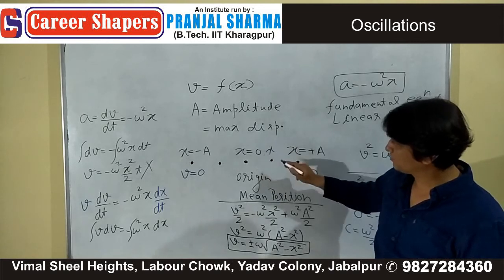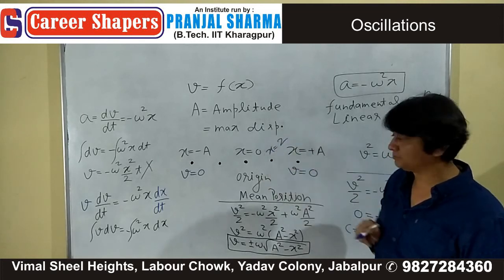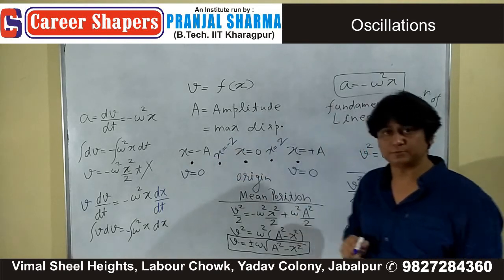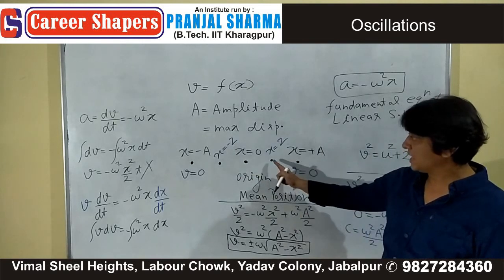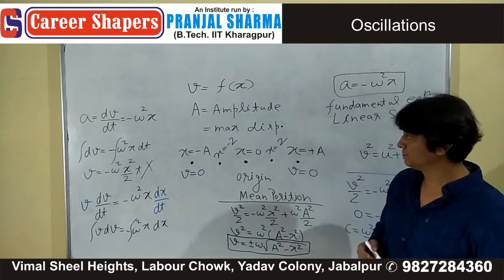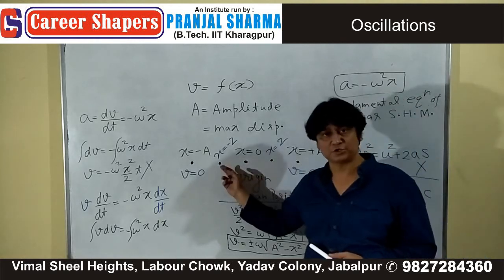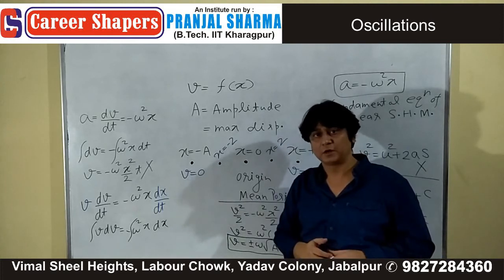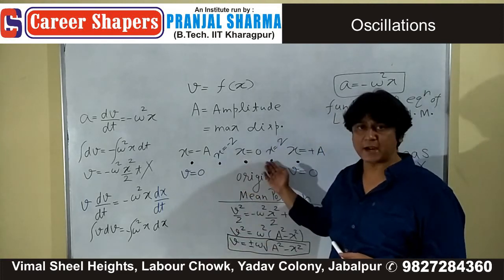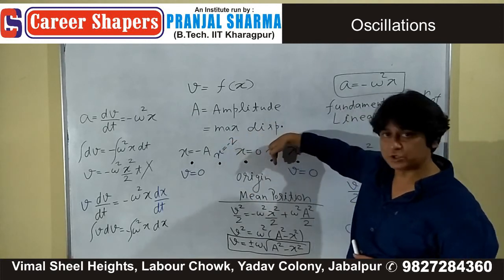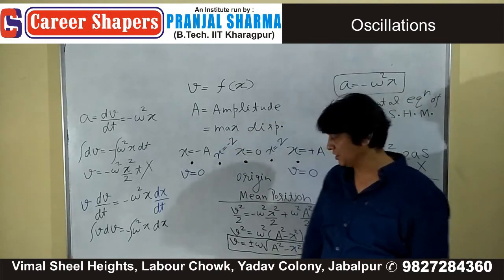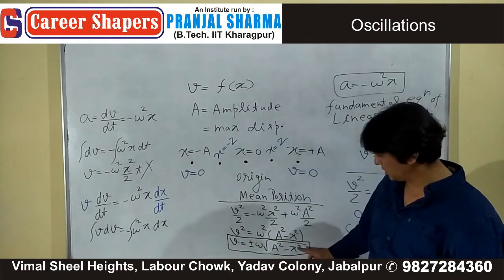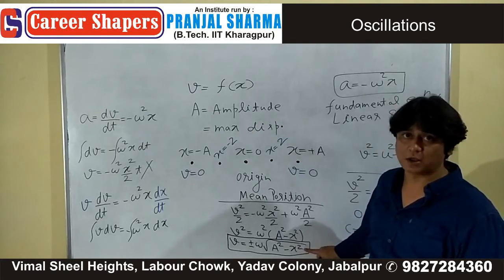Suppose I say that for this position x is 2. Then for this position x will be minus 2. Now, at x equals 2 and at x equals minus 2, where will you find greater velocity? You will say that both places are identical, to this side, to this side. Now, since they both are identical, you must get the same magnitude of v. And that is possible if you get x square.